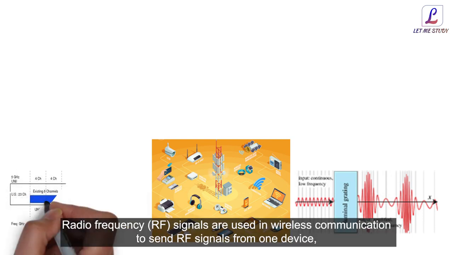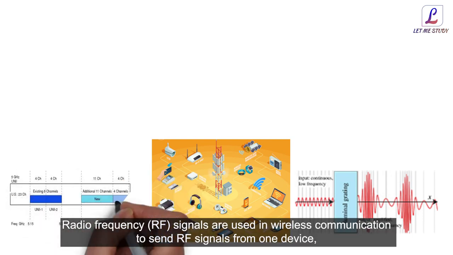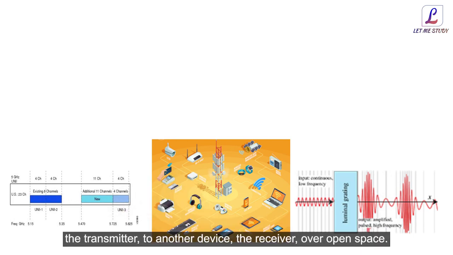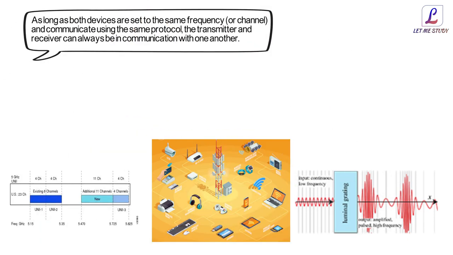Radio frequency RF signals are used in wireless communication to send RF signals from one device, the transmitter, to another device, the receiver, over open space. As long as both devices are set to the same frequency or channel and communicate using the same protocol, the transmitter and receiver can always be in communication with one another.